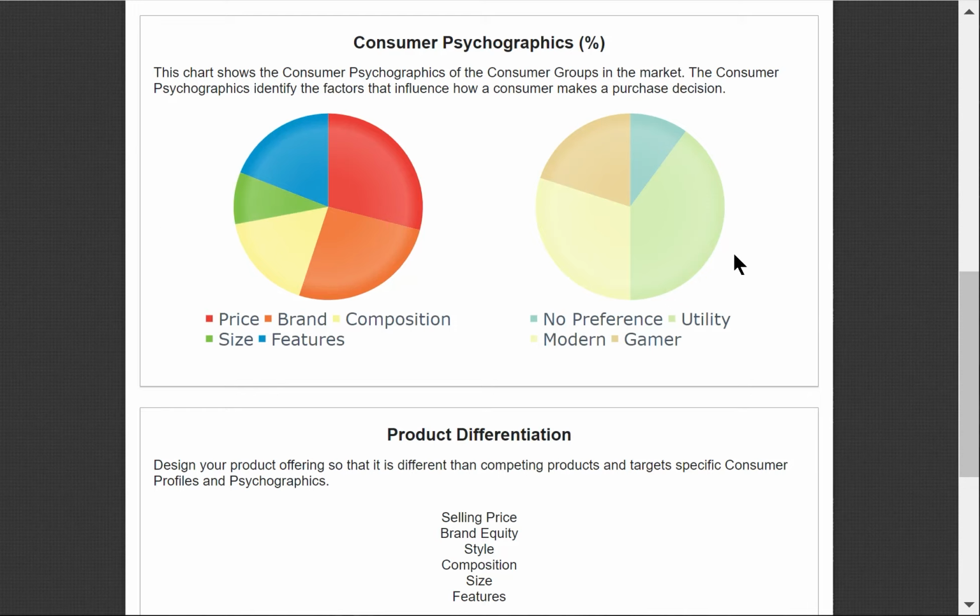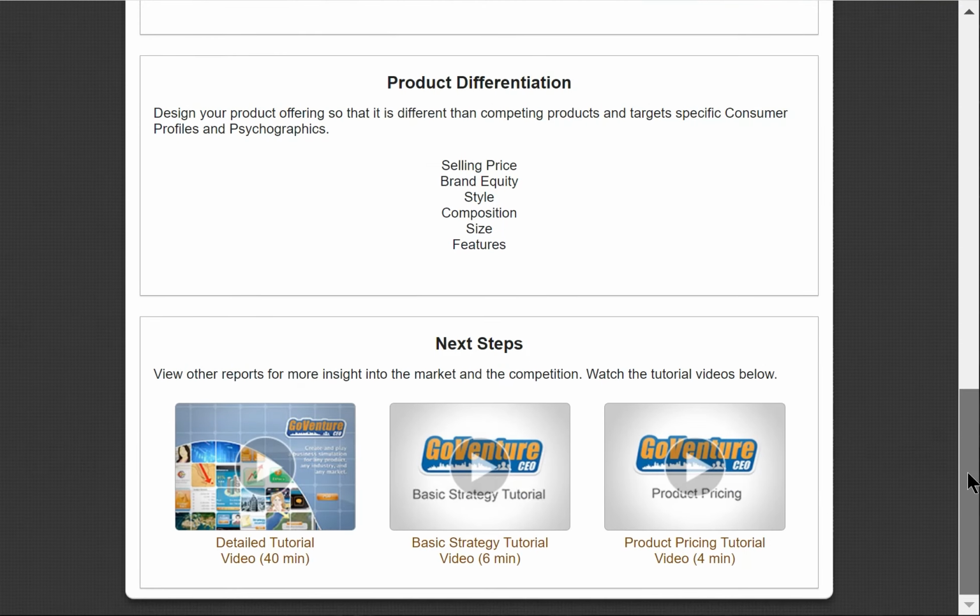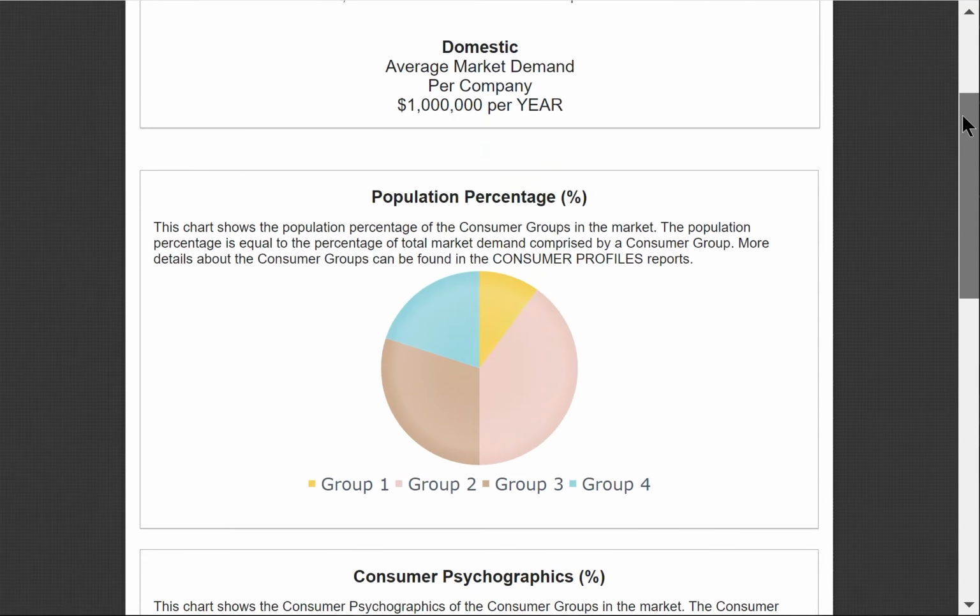I can also see the features that are attractive to most consumers. In this case here, I can see that a utility desk is the most desirable feature. Modern design is also desirable. For gaming is somewhat desirable, and no preference is a smaller percentage of the consumers. And so I can differentiate my products in various ways, and I can watch videos to help gain further insight into how I should strategize for my business.